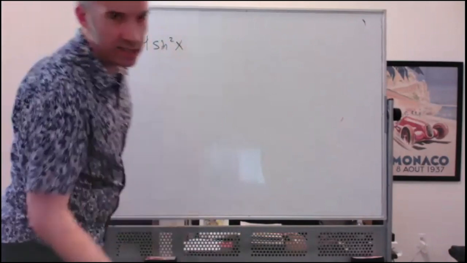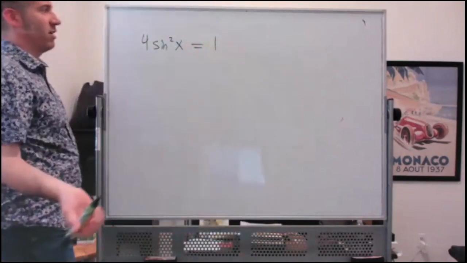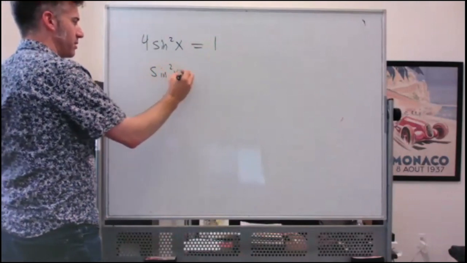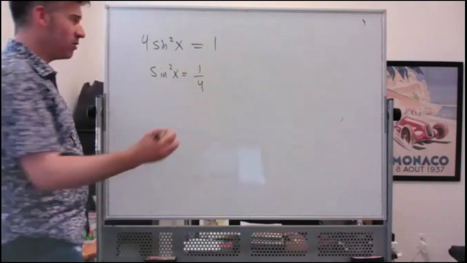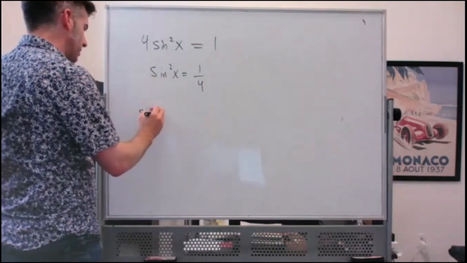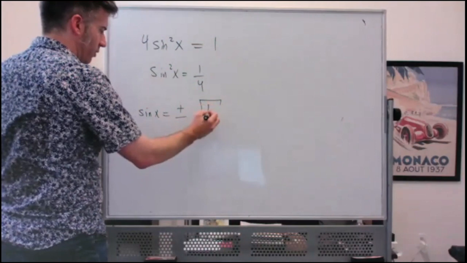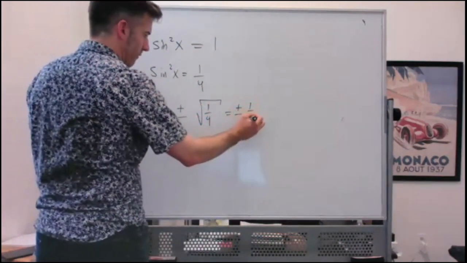Next one is 4 sine squared x equal to 1. Again, we're going to isolate the trig function. So divide both sides by 4. Sine squared x equals 1/4. And then take the square root of both sides. Now, when you take the square root of both sides, you get sine of x equal to positive or negative the square root of 1/4, which is just positive or negative 1/2.